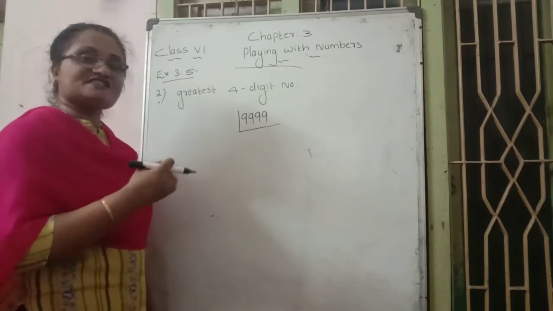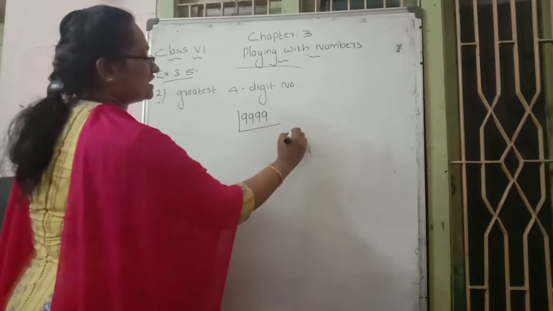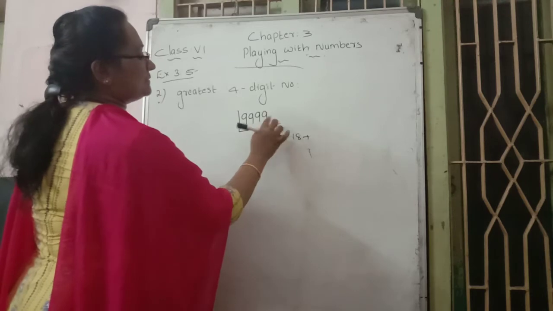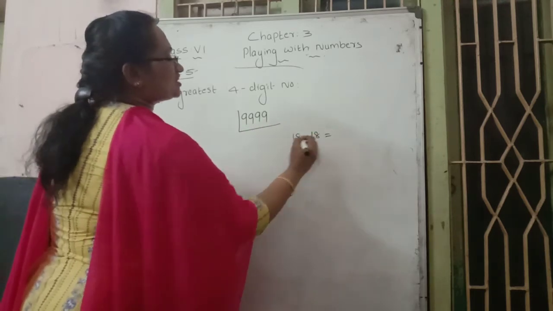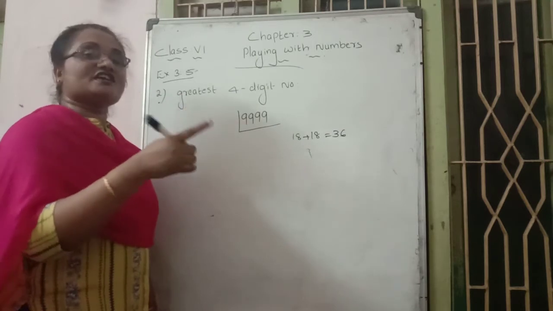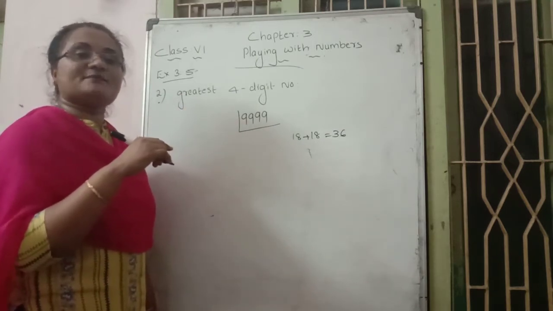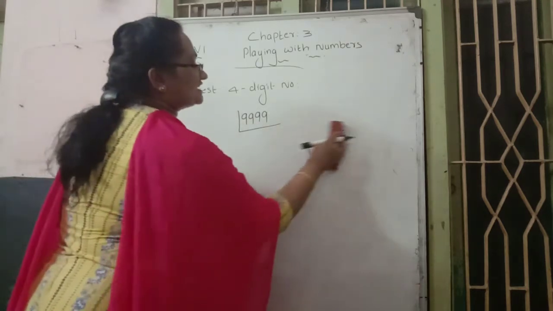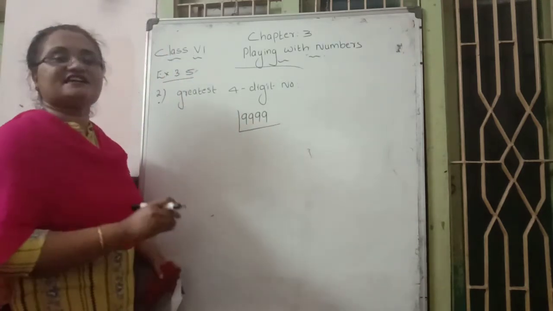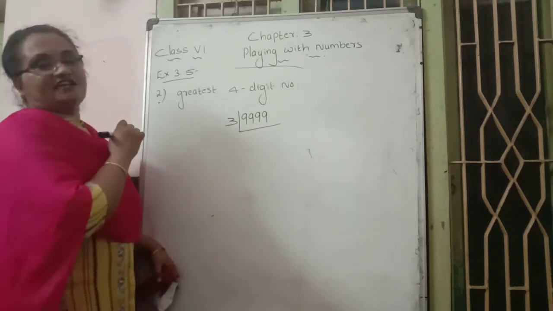The divisibility test of 3 says to add the digits of the given number. 9 plus 9 comes to 18. Plus again 9 plus 9 comes to 18. 18 plus 18 comes to 36. Then check whether 36 is a multiple of 3. Yes, 3 into 12 becomes 36. That's why we understood that 9,999 can be divided by 3.